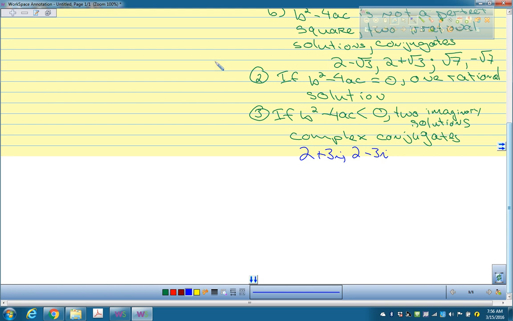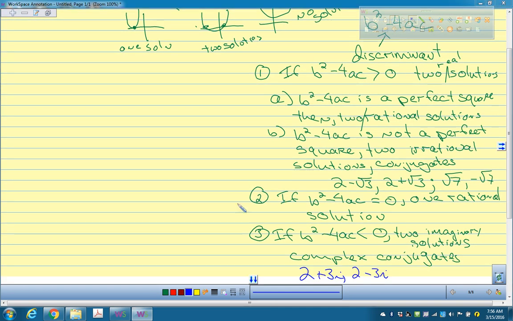All right, so we'll do some practice. You ready? Okay, so let's look at 4x squared plus 8x minus 5 equals 0. How many and what type of solutions?